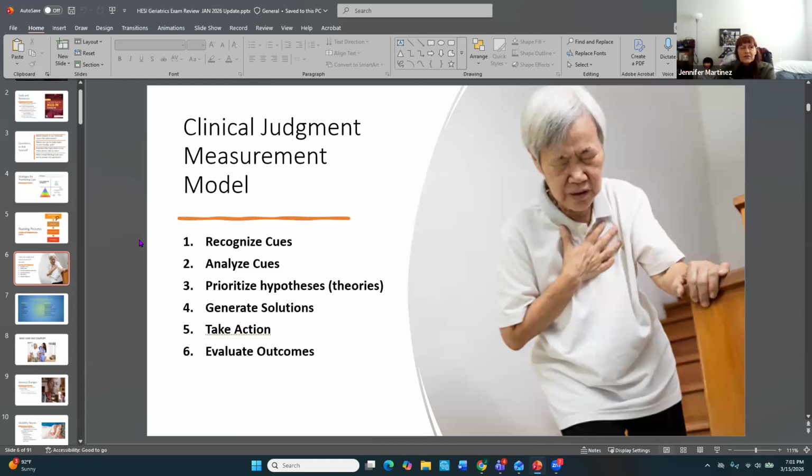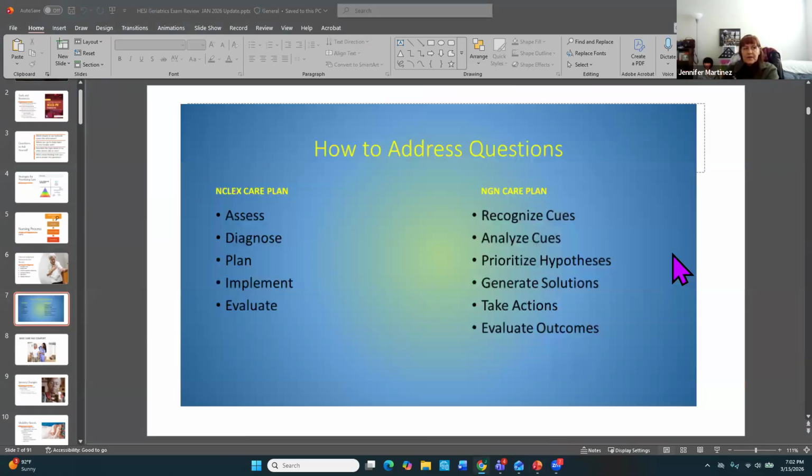So these are the clinical judgment measurement model. These are topics that you also will see on NCLEX. So you have your recognizing cues, analyzing cues, prioritizing hypotheses, generating solutions, taking action, and evaluating outcomes.